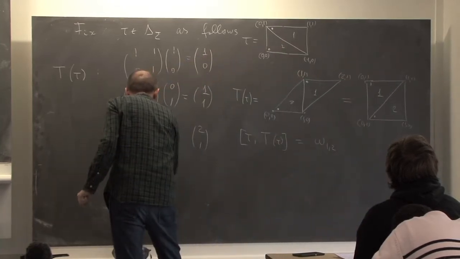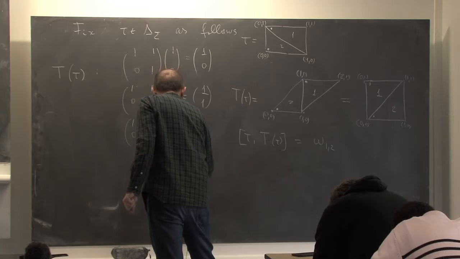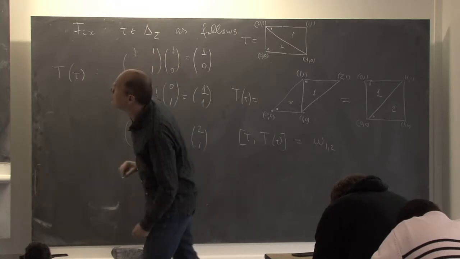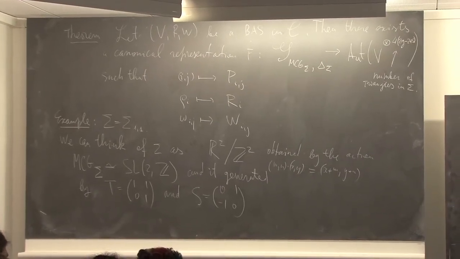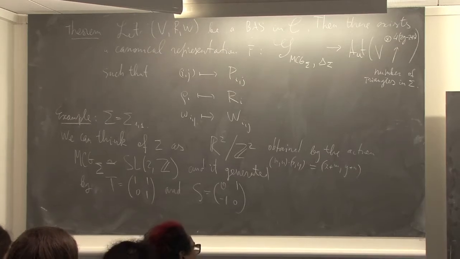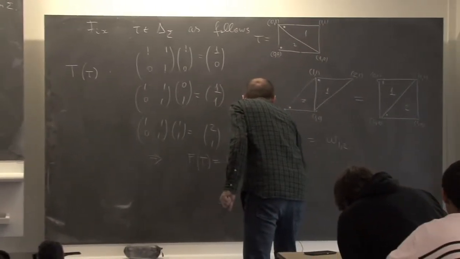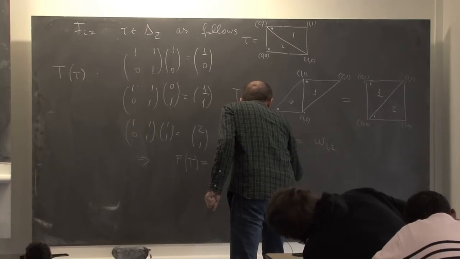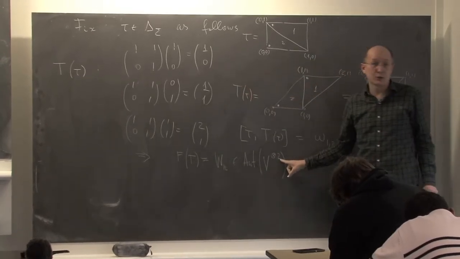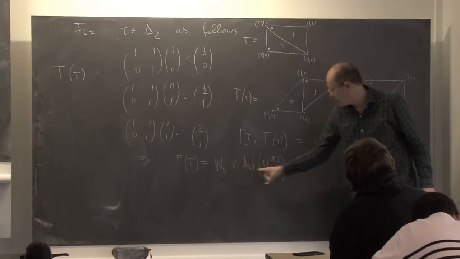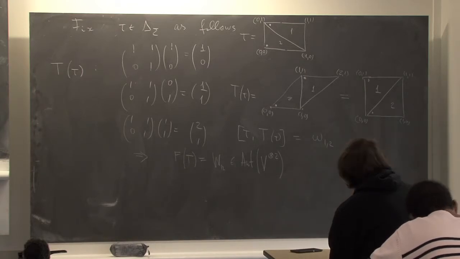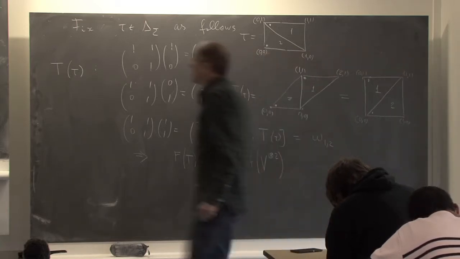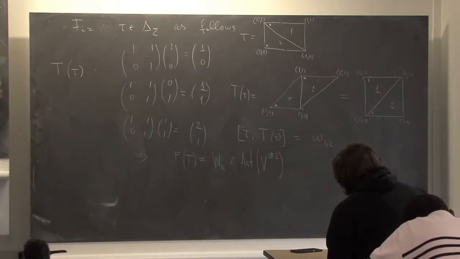And now the consequence, so the f of T is given by W12 in an automorphism group of V 10 to the power 2, because the number of triangles is 2. So we have this realization of the first generator in this representation. And now let us take S generator.